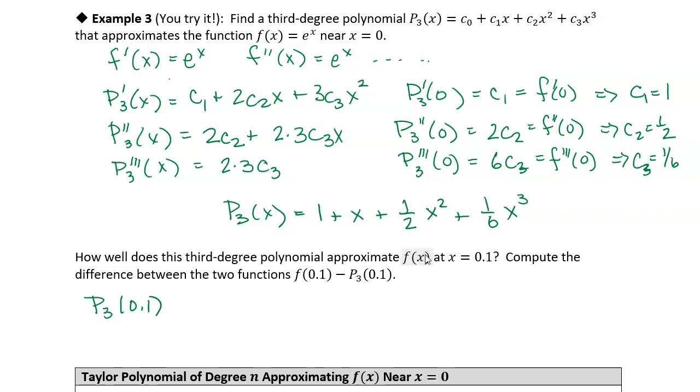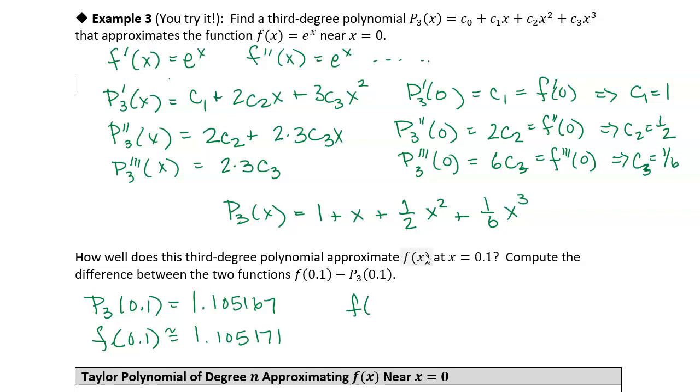So again, we'll put in 1/10. If I put 1/10 into the polynomial and calculate it on my calculator, I get 1.105167. And the value of e to the x, if I put that into my calculator, is approximately equal to 1.105171. That's the same thing we got before. So that's a pretty small error.